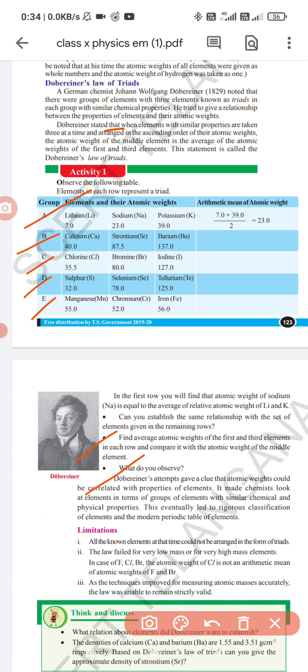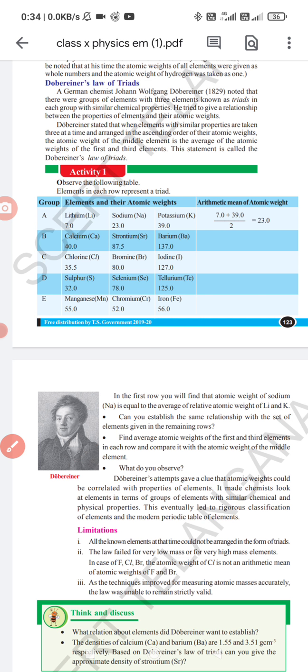Dobereiner's attempts gave a clue that atomic weight could be correlated with the properties of elements. It made chemists look at elements in terms of groups of elements with similar chemical and physical properties. This eventually led to rigorous classification of elements and the modern periodic table of elements.